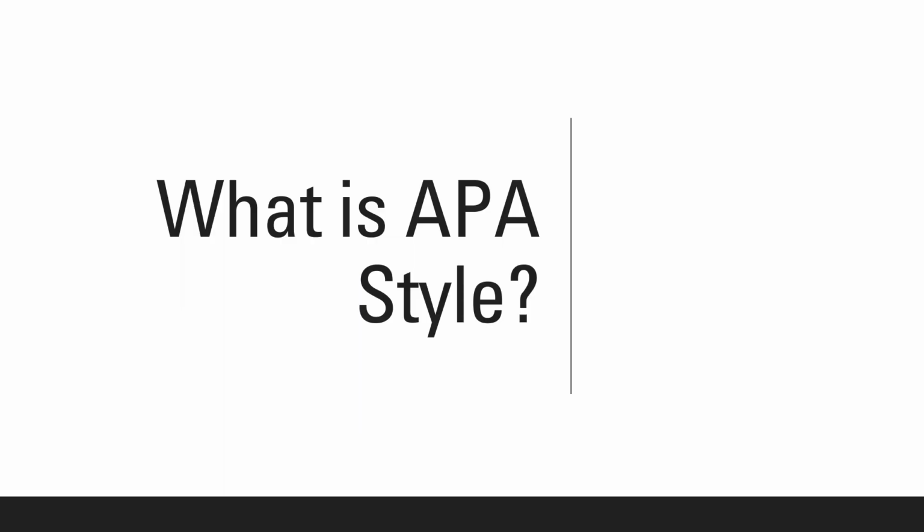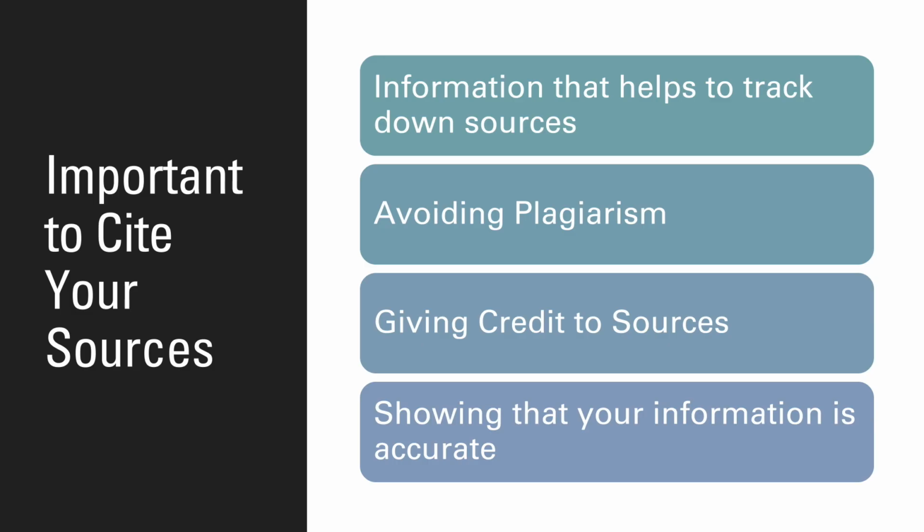What is APA style? APA style was created by the American Psychological Association, and it is used to cite sources in the social sciences. The version of APA style that is demonstrated in this video is APA 6th edition. The importance of citing your sources.